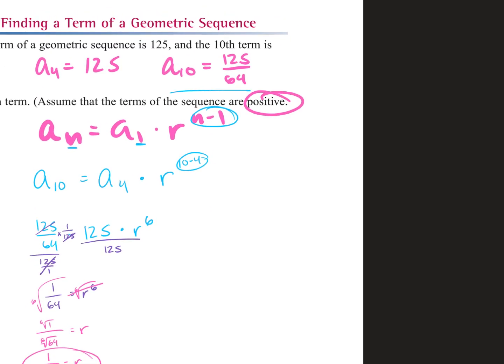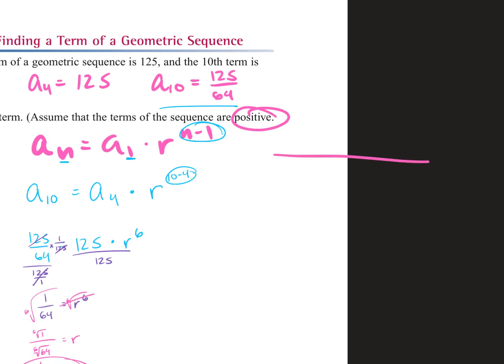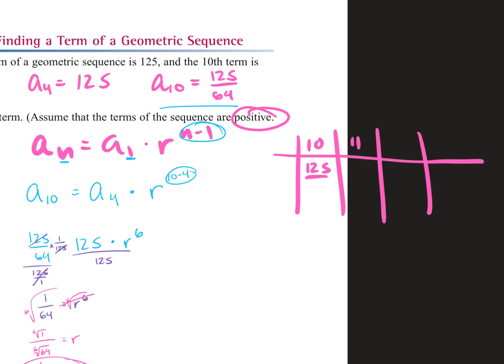So there's a couple different ways we could do it. We know that, what's it asking for? The 14th term. We were given the 10th term, so we could find the 11th. So our 10th term was 125 over 64. How would I find the 11th term? Multiplying by 1/2. And then we could find the 12th term, the 13th, and the 14th. So we could just keep doing that, multiplying by 1/2, multiplying by 1/2, multiplying by 1/2.